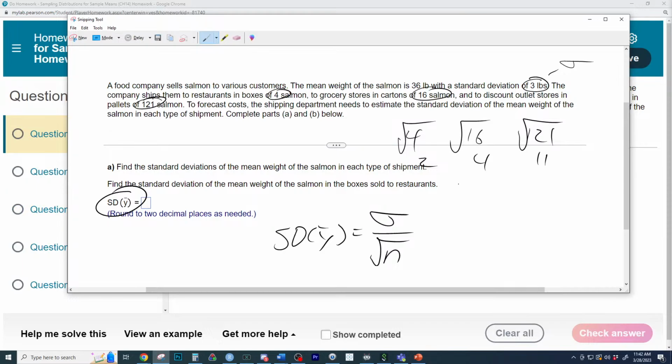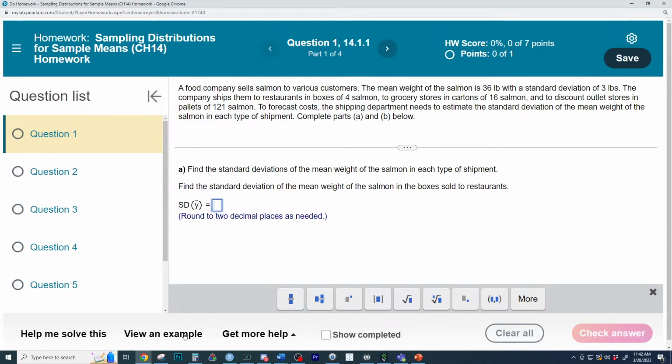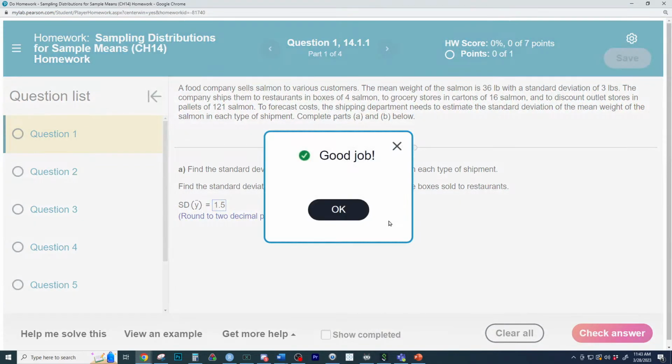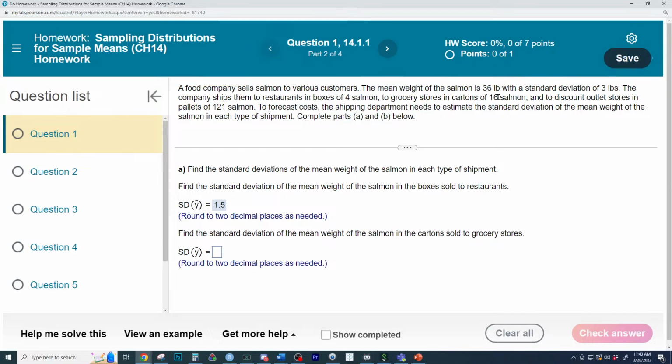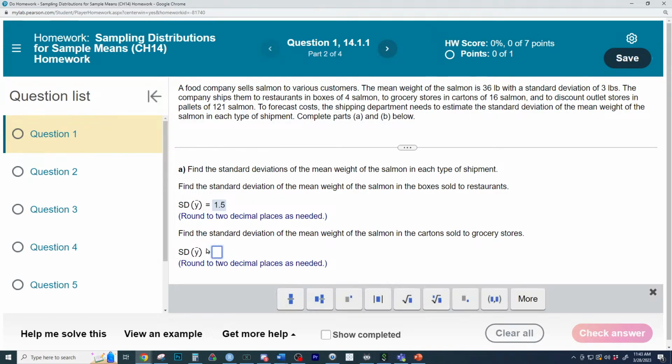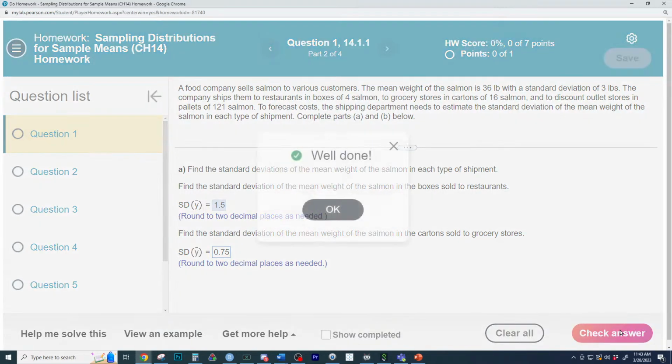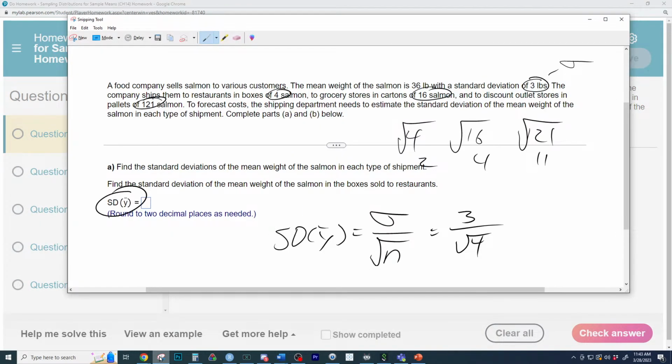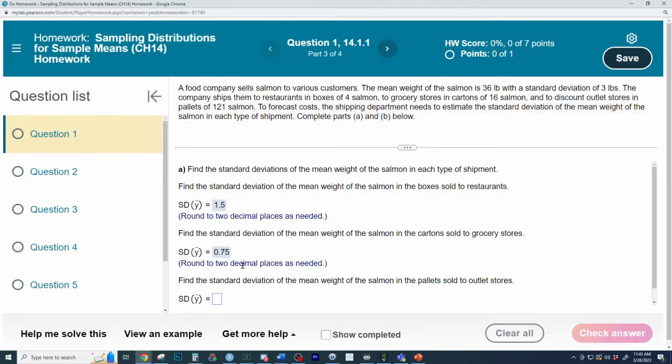So this is just the standard deviation divided by the square root of n, and it's 3 divided by 2, because we're just going to plug in their sigma, which is 3 divided by square root of 4. And that's all the work we have to do for this right here. So 3 divided by 2 is 1.5, right? Good. And then now we're going up here to 16. So it's 3 divided by 4. And once again, all we're doing is plugging in the new number. You got it.